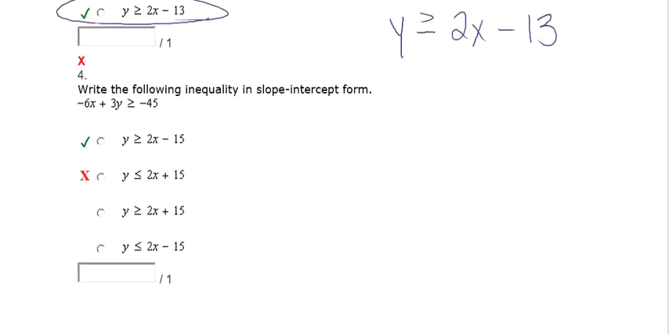Same thing on number 4. We have negative 6x plus 3y is greater than or equal to negative 45. So again, we're going to move the x term all the way to the other side. So you do that by adding 6x to both sides.